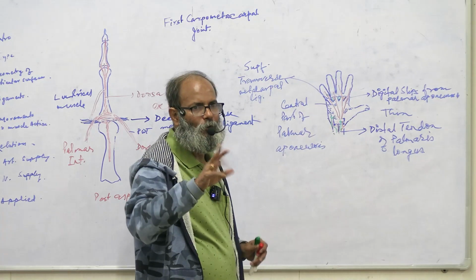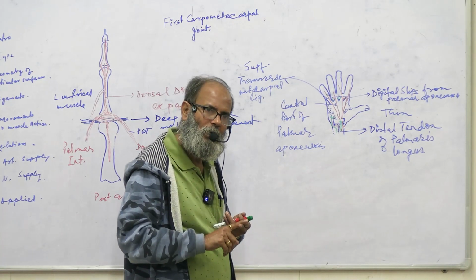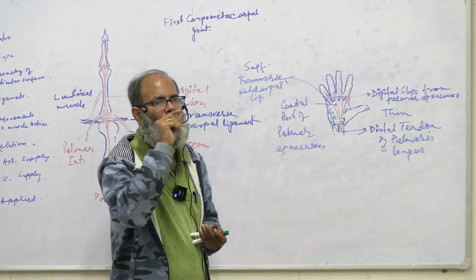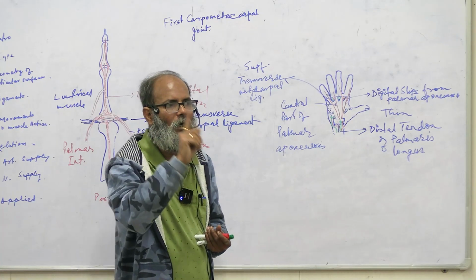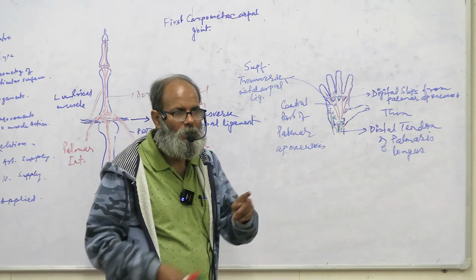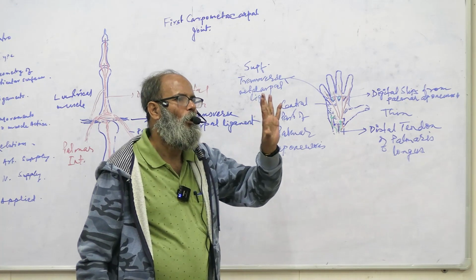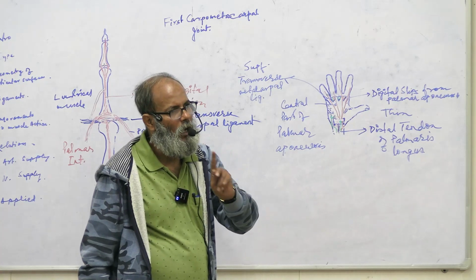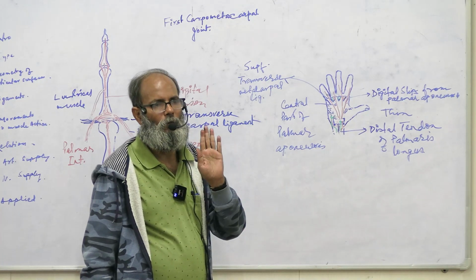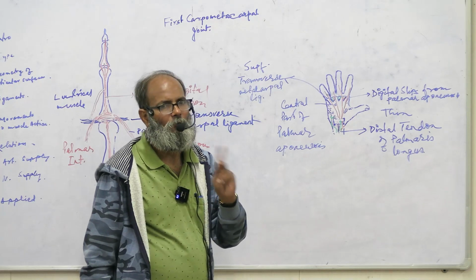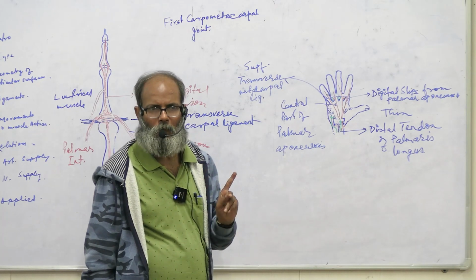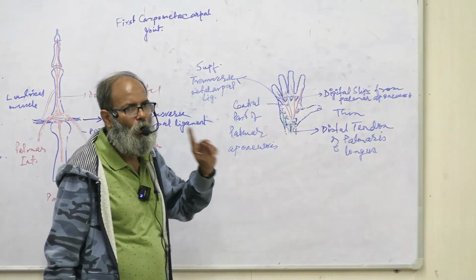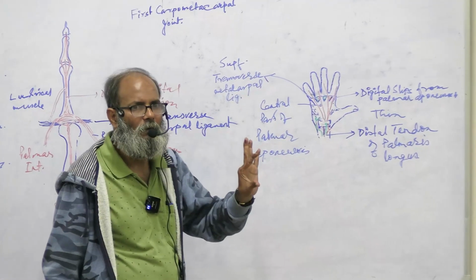Now, this digital tendon, for both the flexor digitorum superficialis as well as the flexor digitorum profundus, is lined with a synovial sheath and a fibrous flexor sheath. The digital tendon of profundus or superficialis or flexor pollicis longus is lined with a digital synovial sheath, and in front of it there is a fibrous flexor sheath.